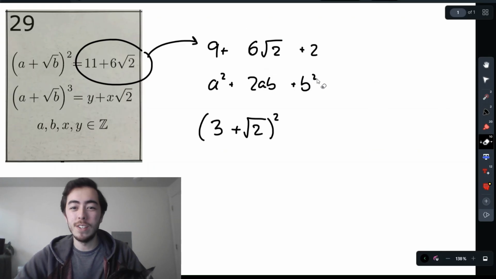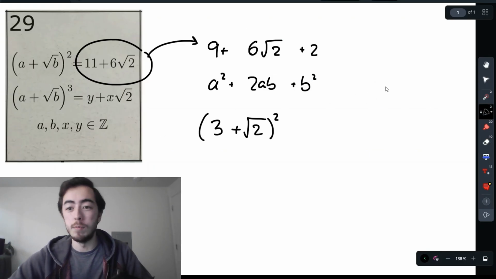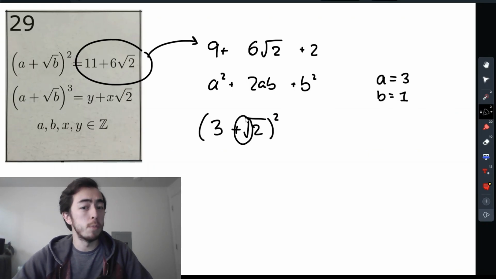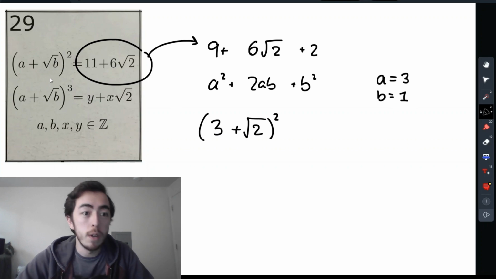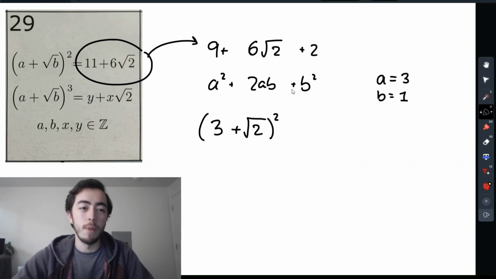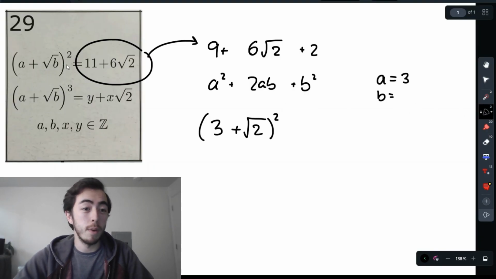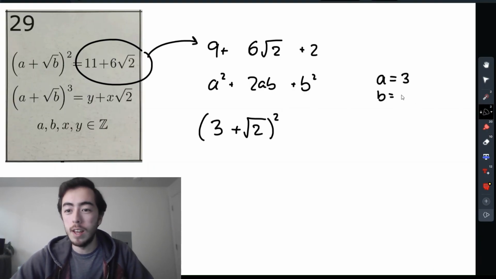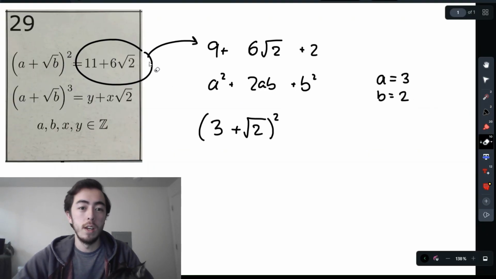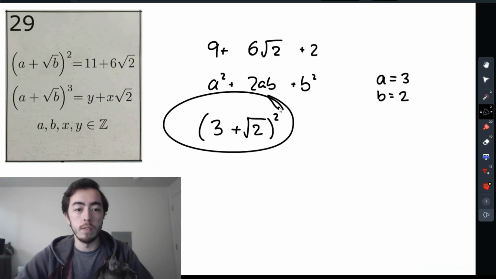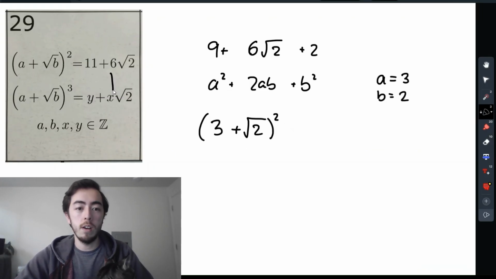Okay, so this does show us what a and b are. A has to be 3, and then b has to be 1. It's this kind of invisible coefficient right here. No, never mind. I thought the b was here. I'm wrong twice today. B is going to be equal to 2. That's the radicand. That's the part underneath the square root sign. And b is 2. All right. So all we now need to do is cube this value instead of square this value, and then figure out what coefficient we need here for the x.